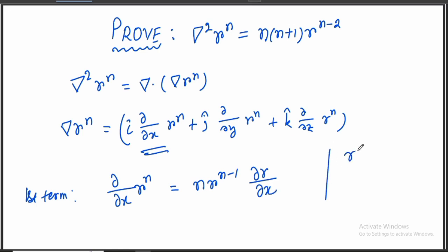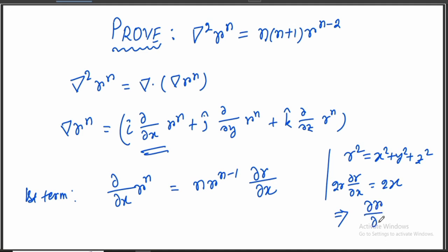Now we know r square is equal to x square plus y square plus z square. If we take the partial derivative with respect to x, it will be 2r del r del x is equal to 2x. We can divide 2 from both sides, and if we divide by r on both sides, del r del x will be x by r. So let's put del r del x as x by r.